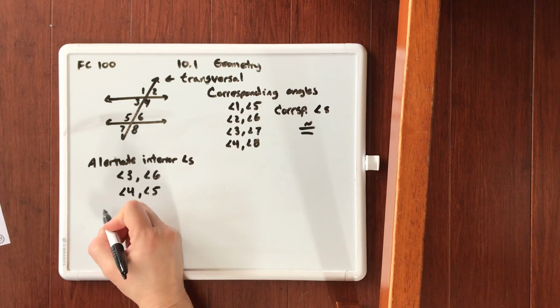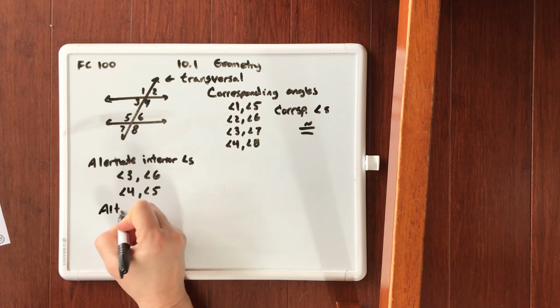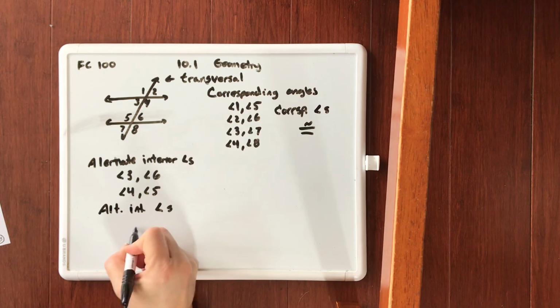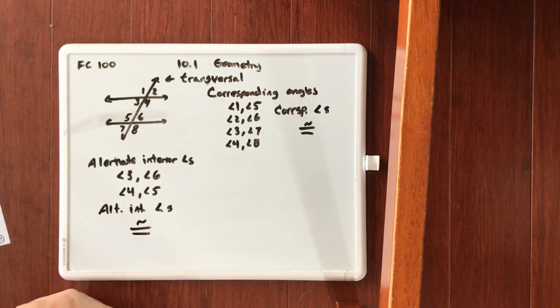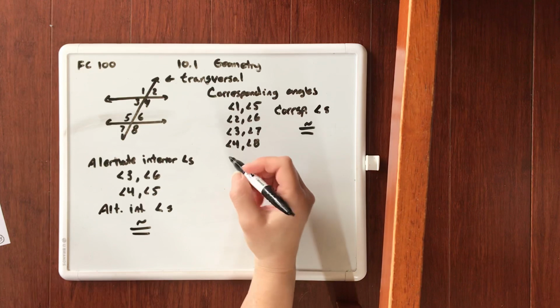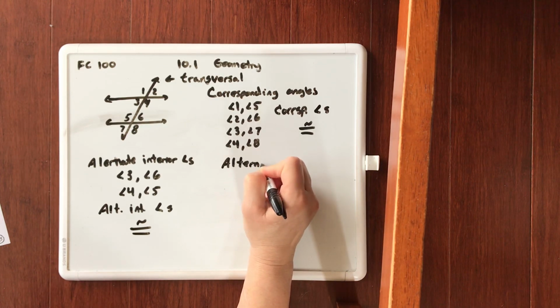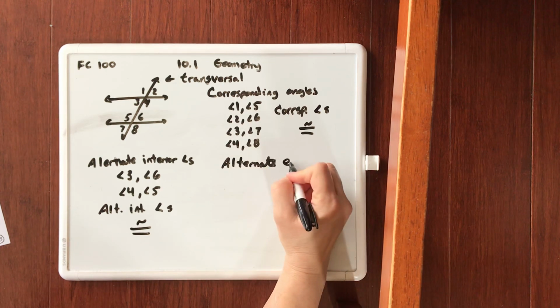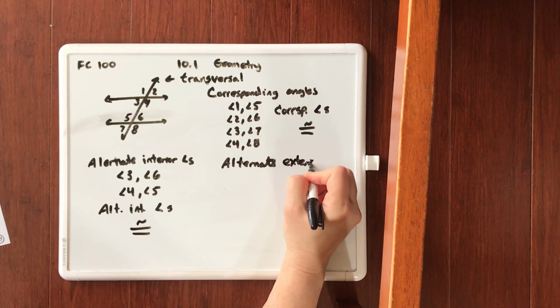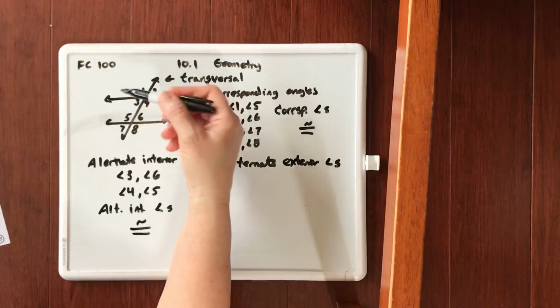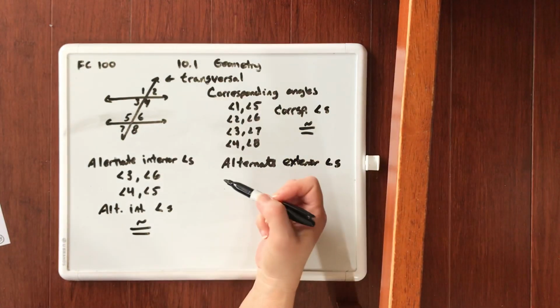Same thing here, alternate interior angles. What do you think? That's right, they're congruent. Alternate interior angles are congruent. They have the same measure. Now, we have alternate, guess what? You're right. Alternate exterior angles. Very smart. So opposite, and they're on the outsides of the parallel lines.